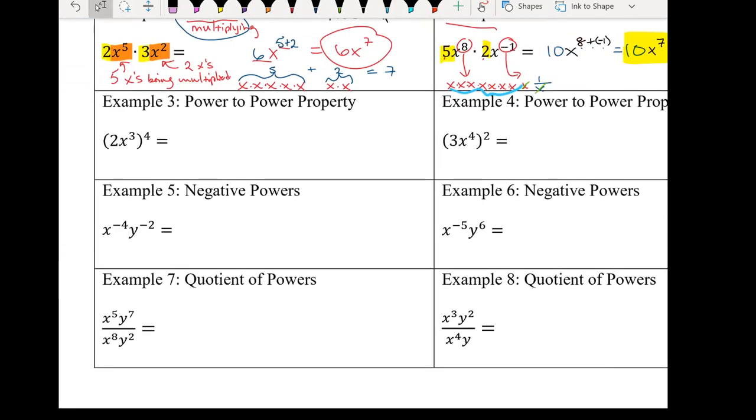Great. Something similar here. In the second one, now it says power to power, so we're going to have an exponent raised to an exponent. Here we have this quantity, 2x to the 3rd, and it's raised to the 4th power. So just like before, I'm going to write this out. This means it's being multiplied by itself 4 times. So it's going to be 2x to the 3rd times 2x to the 3rd times 2x to the 3rd times 2x to the 3rd. That quantity that was inside multiplied by itself 1, 2, 3, 4 times.